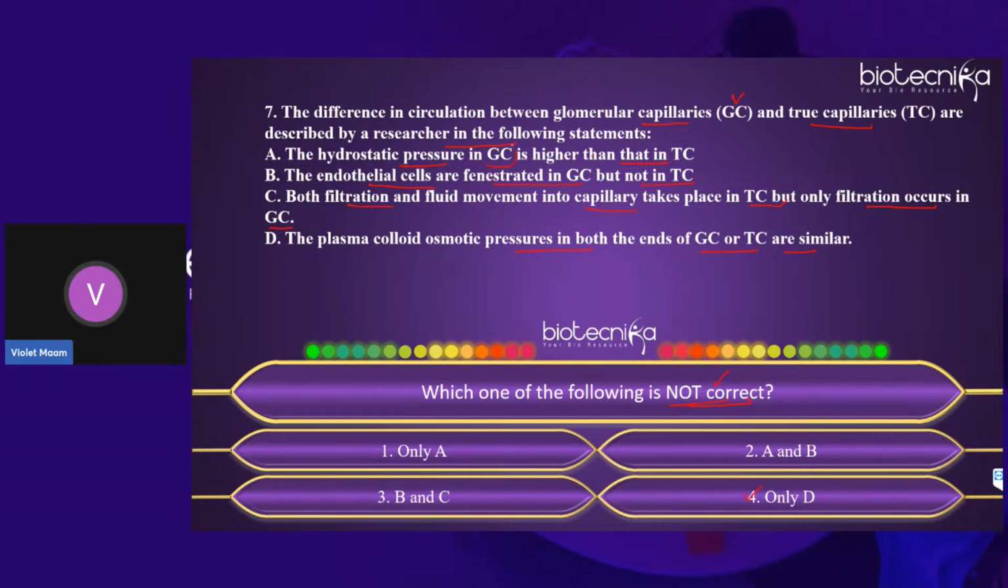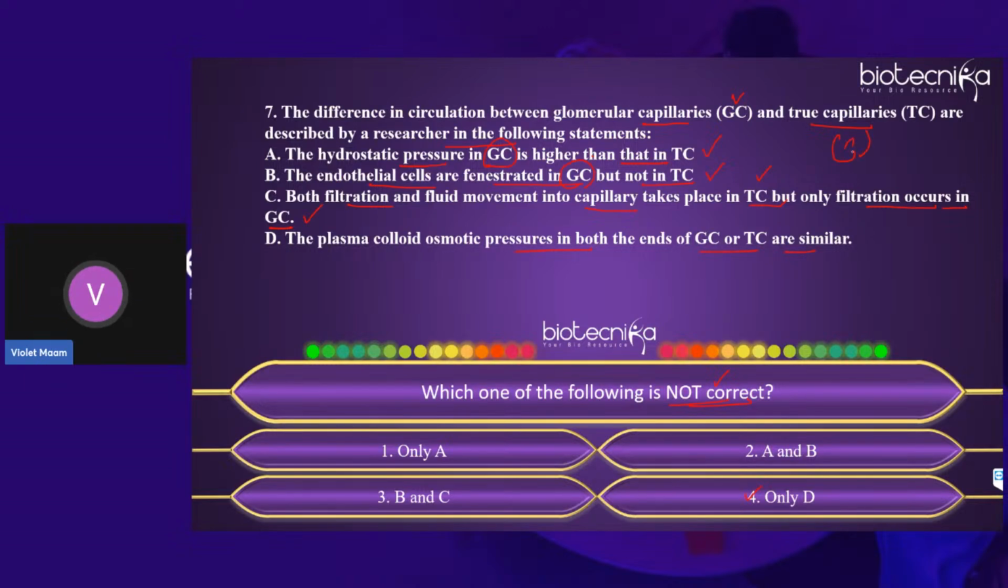Let's see. The hydrostatic pressure in glomerular capillaries is higher than that in true capillaries. So this is a correct statement. The endothelial cells are fenestrated in glomerular capillaries, so there are bigger holes. They are more fenestrated compared to true capillaries, so B is also correct. C: both filtration and fluid movement into the capillary take place in true capillaries, but only filtration occurs in glomerular capillaries. So this is also correct, right?